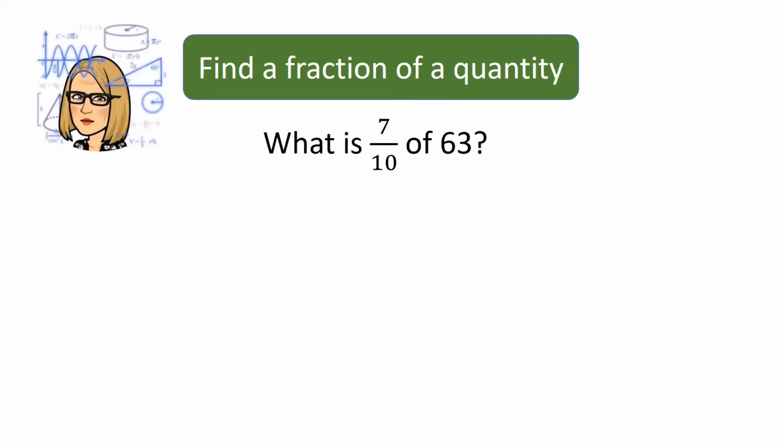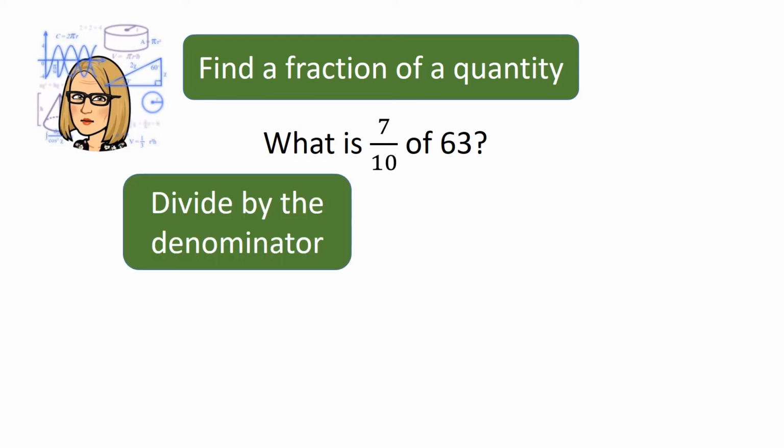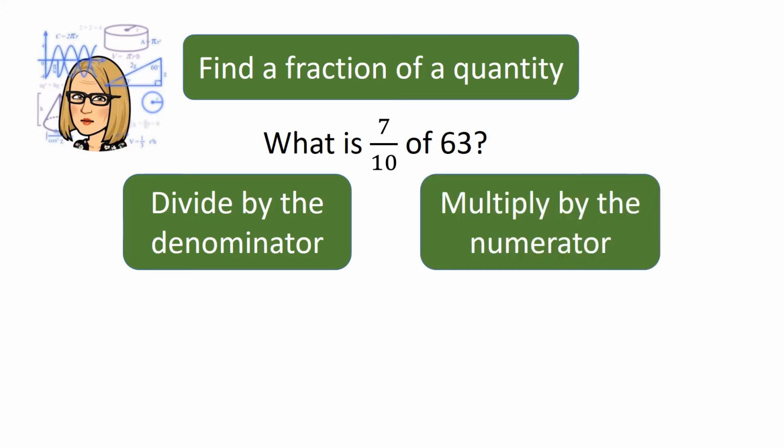First of all, finding a fraction of a quantity. They're questions that look like this. What is 7/10 of 63? The rule here is that you divide by the denominator. So in this case, you do 63 divided by 10 because you're splitting 63 into 10 equal parts. And then you multiply by the numerator because the question wants you to find out what 7/10 of 63 are.